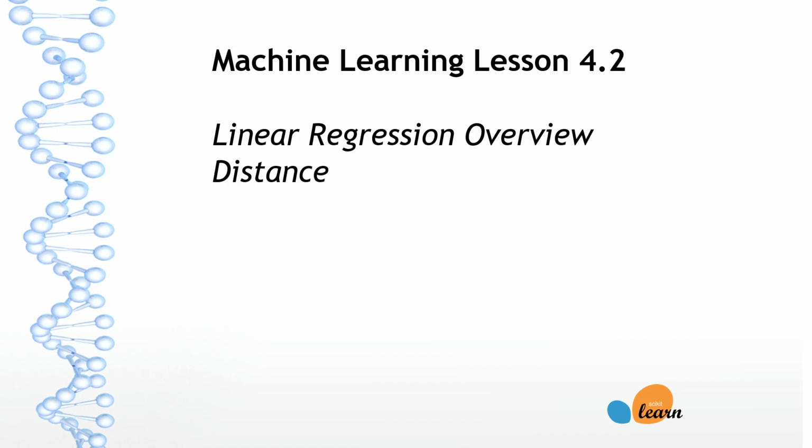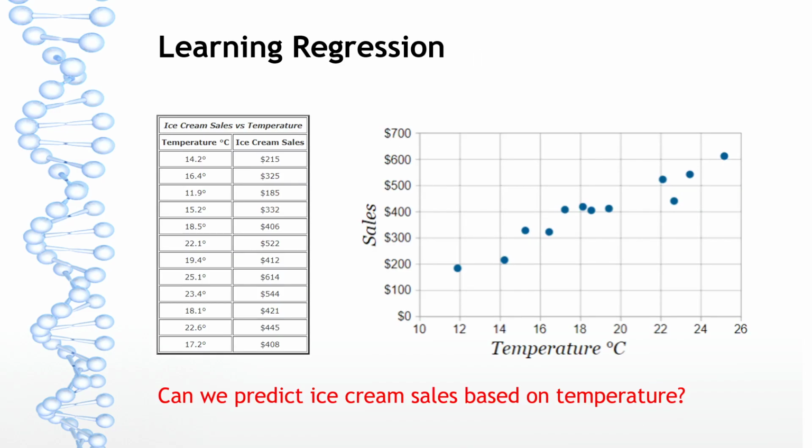In this lesson, we're going to cover our first machine learning model, which is linear regression, which honestly, is a fancy way of saying line of best fit, which you may have covered in your math classes. We're also going to cover the concept of distance, because it's going to help us identify what that line of best fit is. So let's get to it.